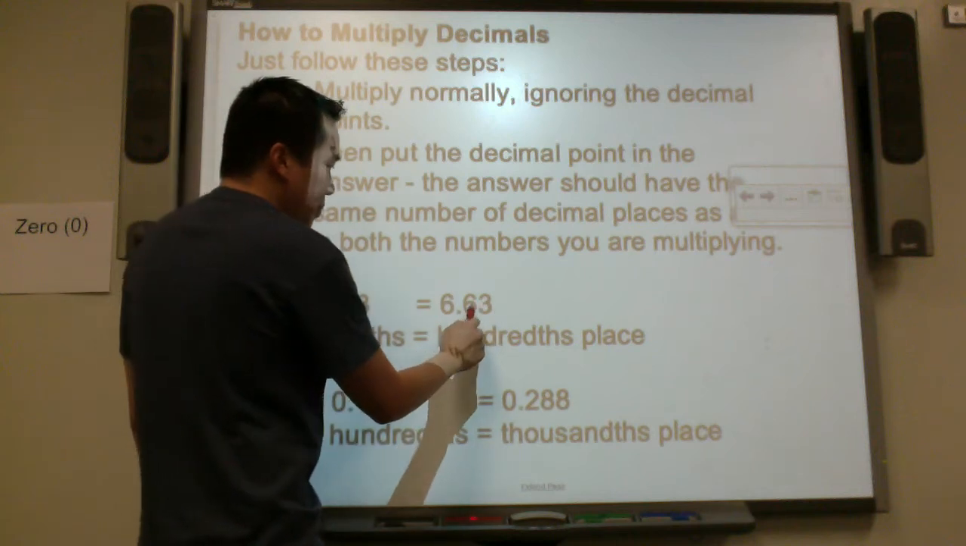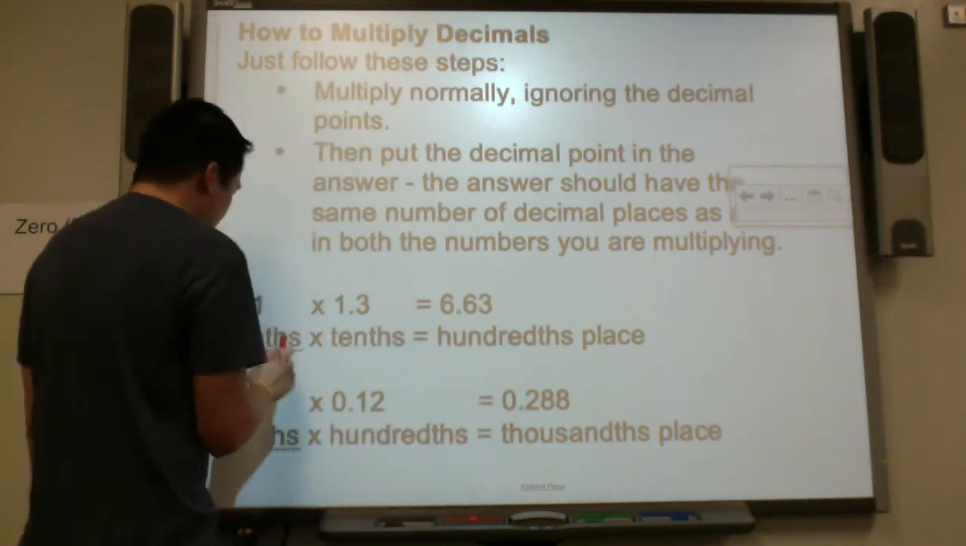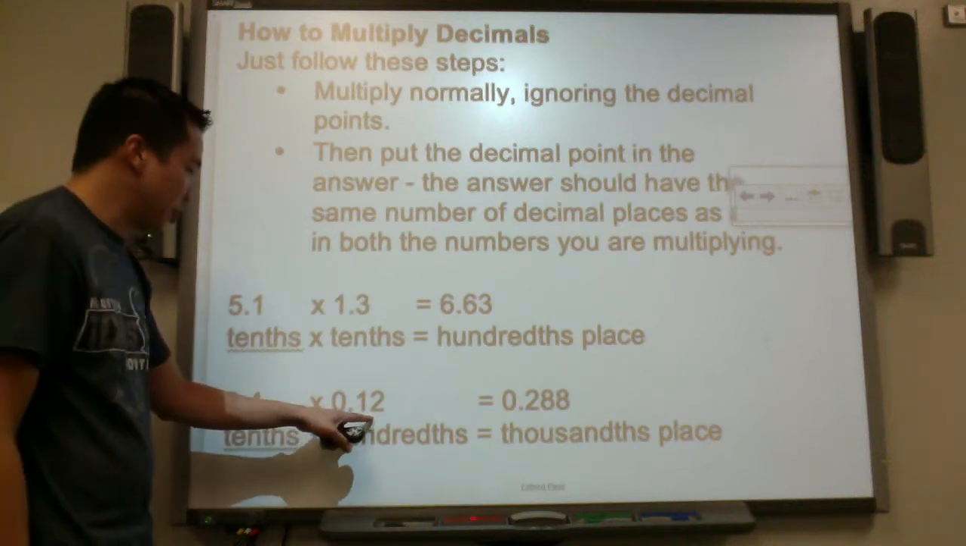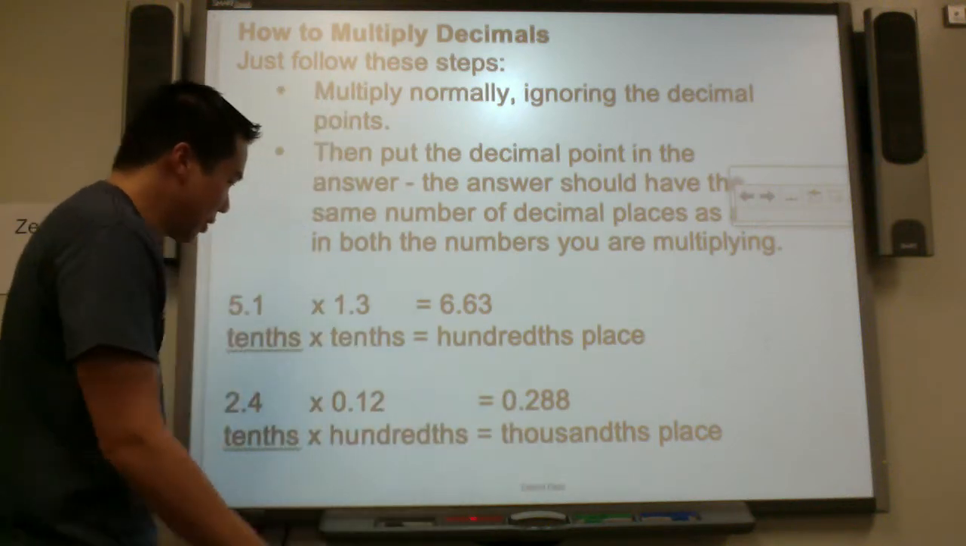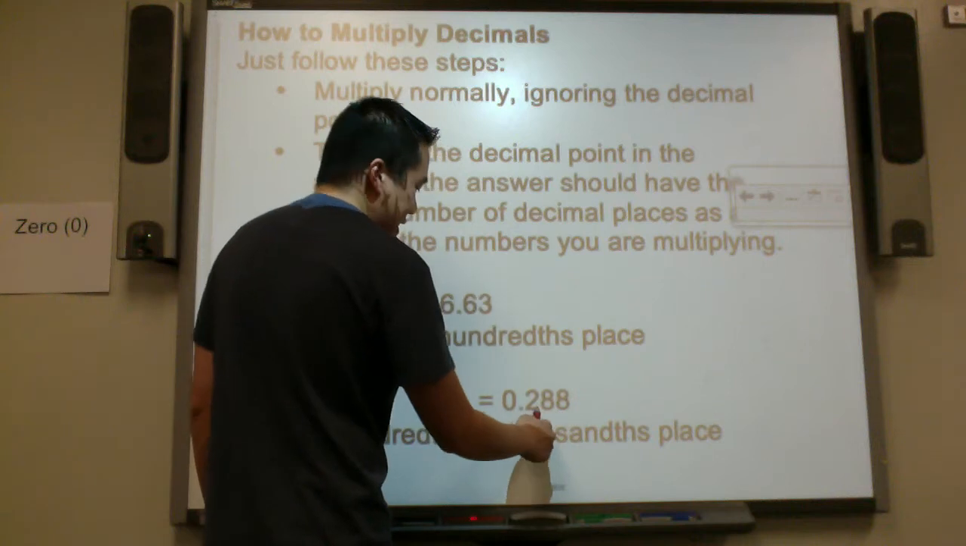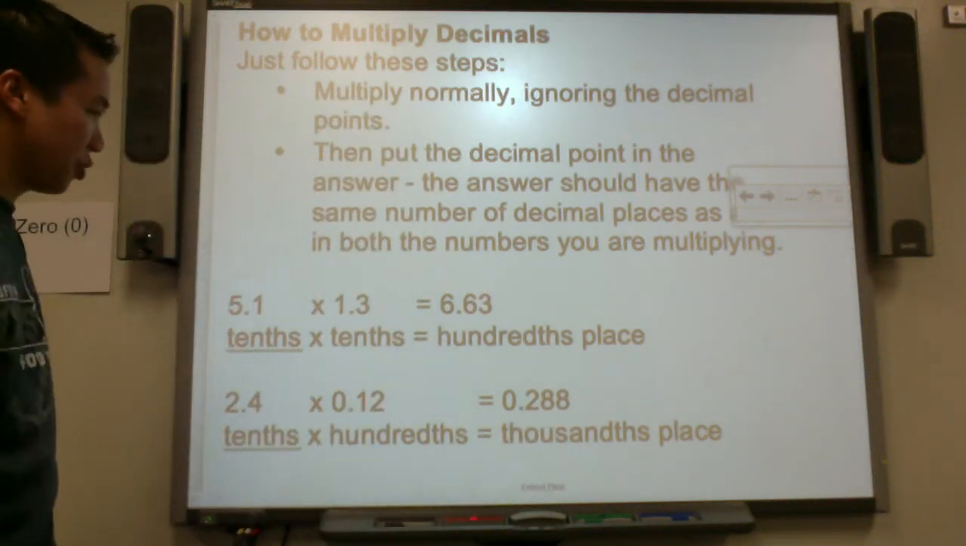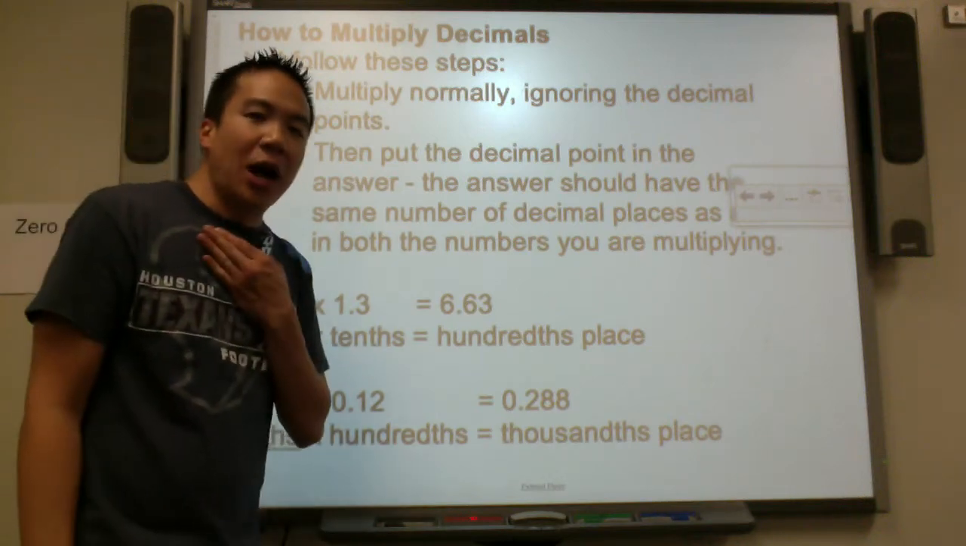How many numbers do you see behind this decimal? 2. There are 2 numbers behind the decimal. Let's look at this one. 2 and 4/10 times 12 hundredths equals 288 thousandths. How many digits are behind this decimal point? 3. How many digits are behind these decimal places? 3.